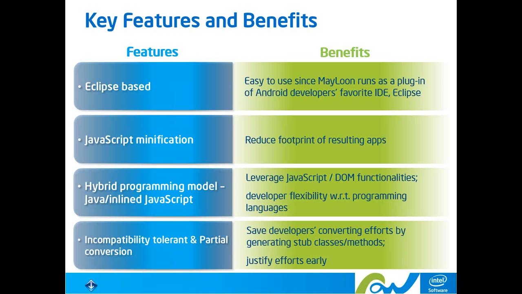And last but not least, Melon also has a feature which we call incompatibility tolerant and partial conversion. As we mentioned earlier, there will most certainly be incompatibility issues when you convert your Android application over to HTML5, because usually your application will use some of the Android framework APIs that Melon doesn't support yet. So this feature means that you do not have to fix all the incompatibility issues before you can try to convert the HTML5 application. So this feature is important because it saves developers converting efforts, and it also justifies your efforts spent on converting the application early on. Right.